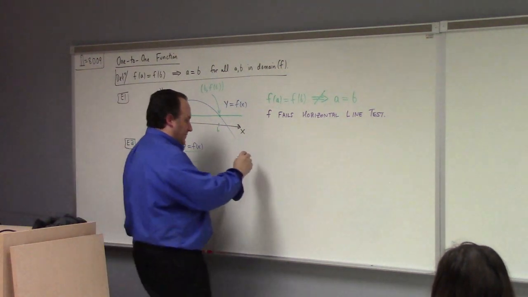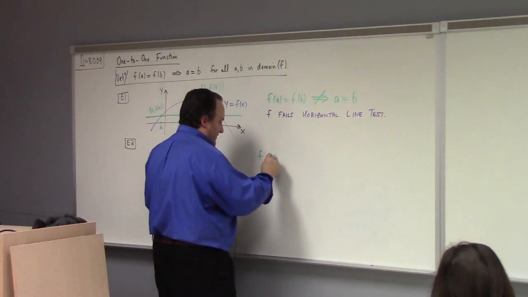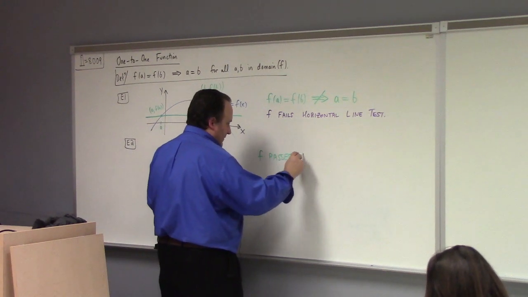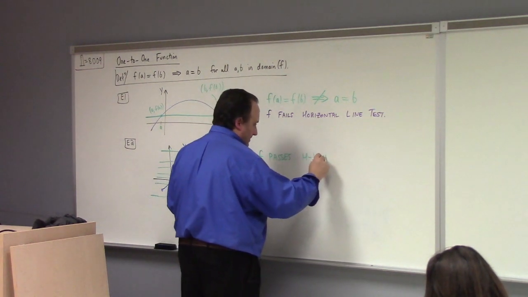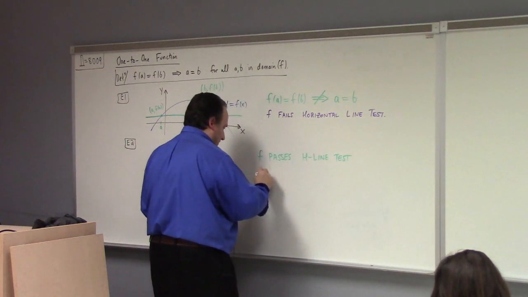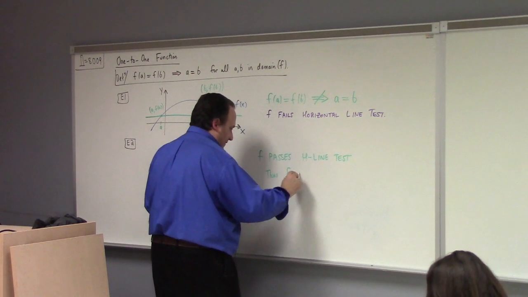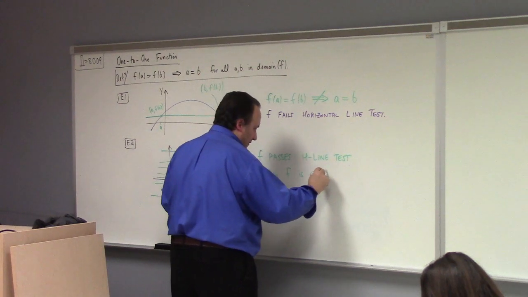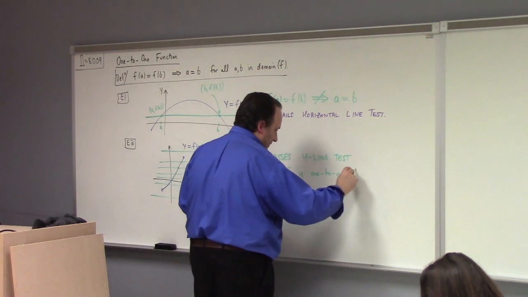So here, f passes the horizontal line test. So that says, thus, f is a one-to-one function.